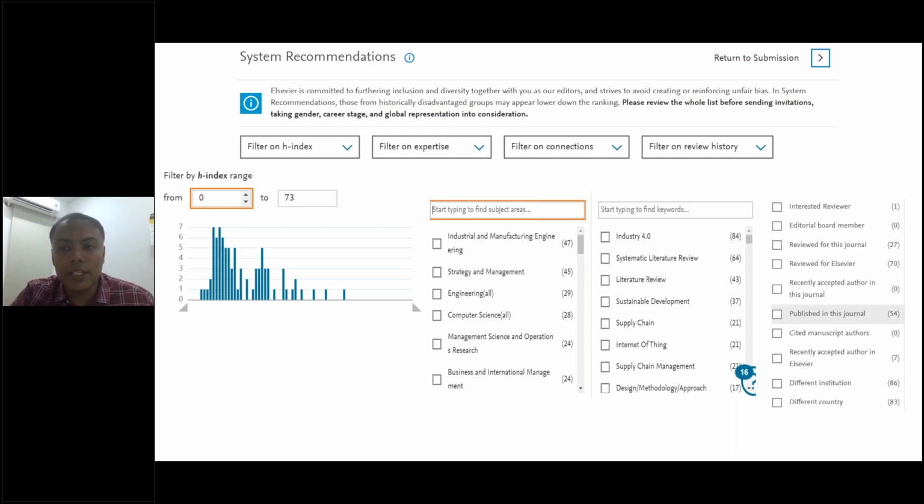Then happens something called connections, and this is an interesting part, which helps me understand, if I'm selecting somebody, how many people are available who have reviewed papers for this journal, who have been reviewers for any journal in Elsevier, who have published papers in journals, cited them, and so on and so forth, from the same country, different institutions, everything. So I get a glimpse, by the way, of all of these things.